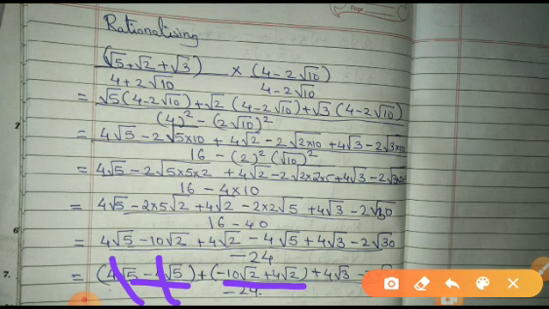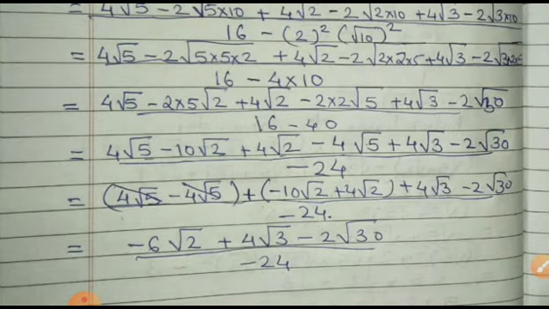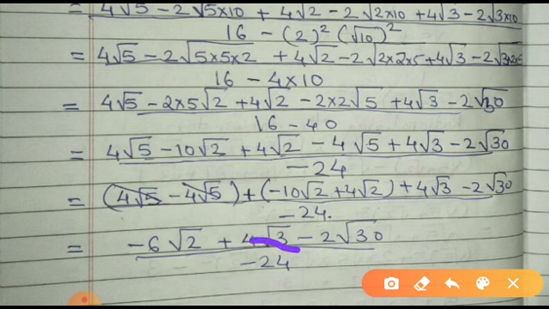Now minus 10 root 2 plus 4 root 2. That is minus 10 plus 4. Will I get it as minus 6? Okay. Then plus 4 root 3 minus 2 root 30 by minus 24. Okay. So I'll be getting it as minus 6 root 2 plus 4 root 3 minus 2 root 30 divided by minus 24. Now check whether this is a rational number. Yes. So that is what we need.